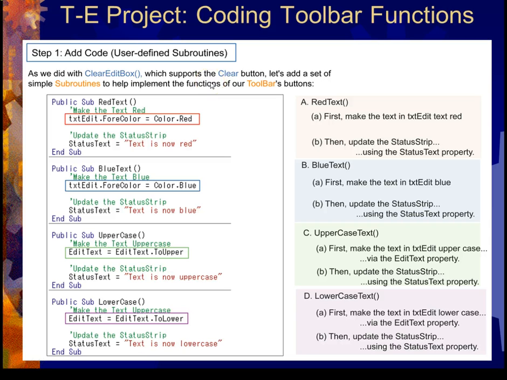Okay, now, first of all, besides changing the color, what else does this red text subroutine do? Changes the status text, right? And this one changes the status text, and this one does, and this one does. Okay, now we just wrote these definitions for these subroutines. Have we used them yet? Did we use them yet? No, we just created them, right?